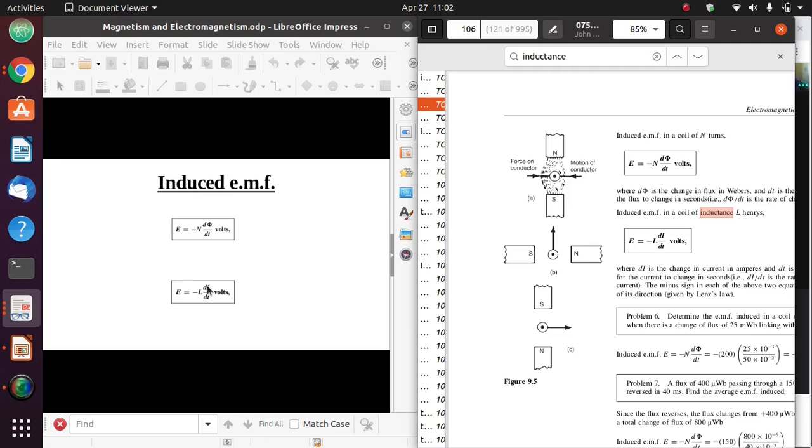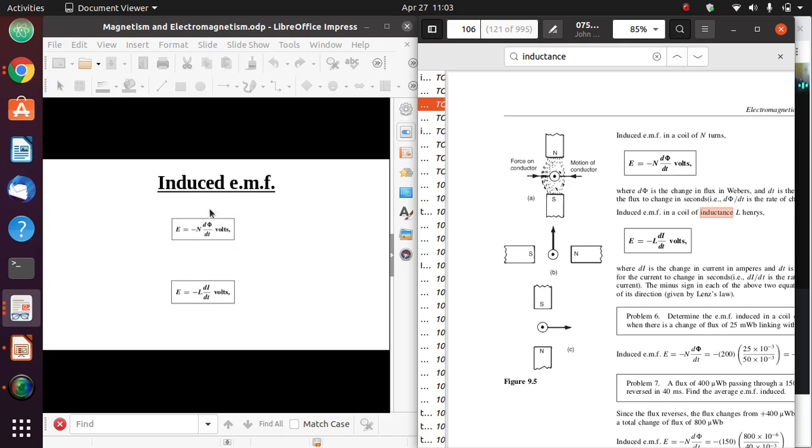So now you can also find EMF if you are given the value of inductance. If you have the value of inductance L, and you have current, this is current I, then the value of EMF is the value of inductance times the change in current in that circuit or in that conductor.